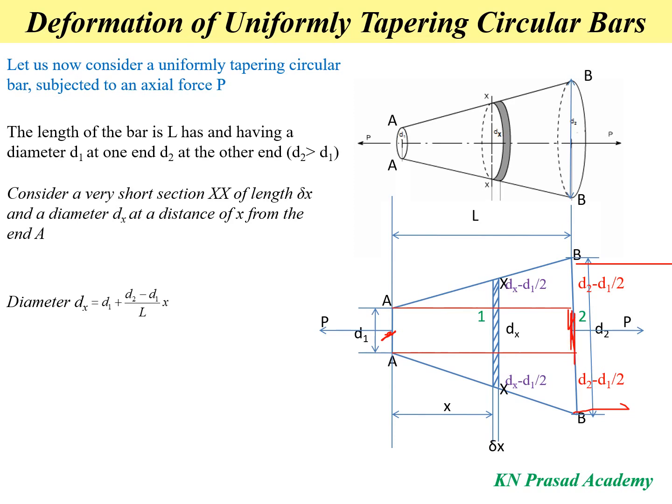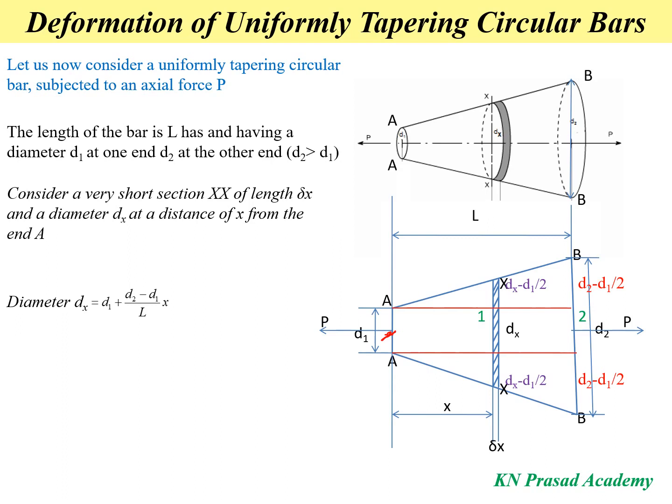Now this complete portion is d2 minus d1, from here to B2 and similarly from here to B. So this total portion is d2 minus d1. And the bar is varying uniformly, so this portion alone is (d2 minus d1) divided by 2.